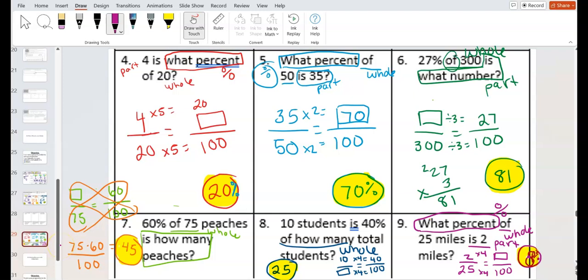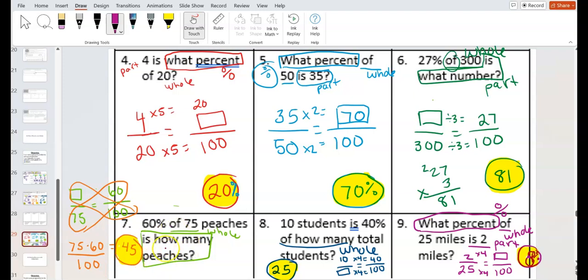Okay, here are the answers to these next 6 problems. So again, we're just looking for those key words, right? What percent? So I know percent is missing. So I'm going to set up that proportion and solve. What percent? Another percent is missing. Set up the proportion and solve. 27% of 300 is what number? This sentence is very jumbled up, but from the key words that we've been talking about, I know that the part is missing, 300 is the whole, and 27 is the percent. So I set that up, did some multiplication, and got my answer.